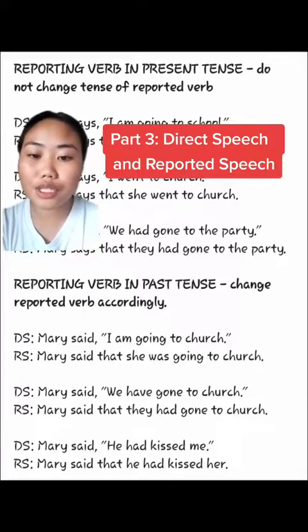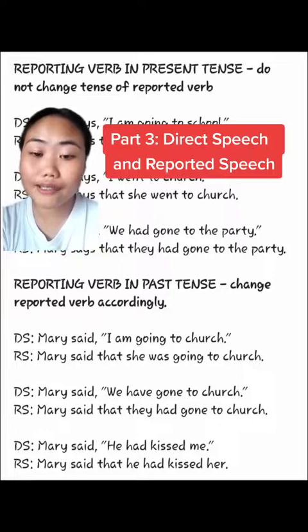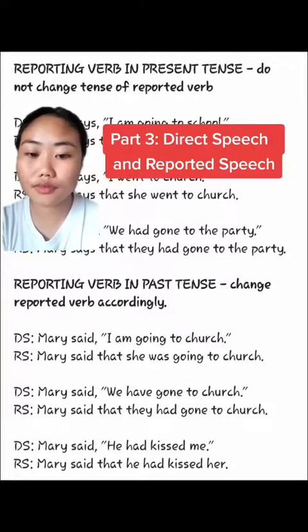Okay, as we continue, if our reporting verb is in the past tense, this time we need to change our reported verb. Example, Mary said, "I am going to church." Said there is in the past, and am going is present progressive. So we need to change it to past progressive. So for our reported speech, we say, Mary said that she was going to church.